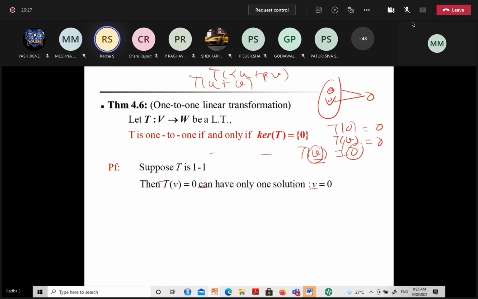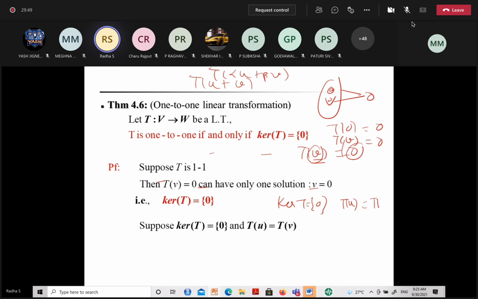Yes, ma'am. Okay, what is the other thing? You should assume kernel is 0 and prove that T is 1 to 1. Suppose kernel is 0. So what should I prove? I need to prove T is 1 to 1. So to prove something is 1 to 1, what should I assume? Assume T of U equal to T of V and try to prove that U is equal to V. That is the way of proving.